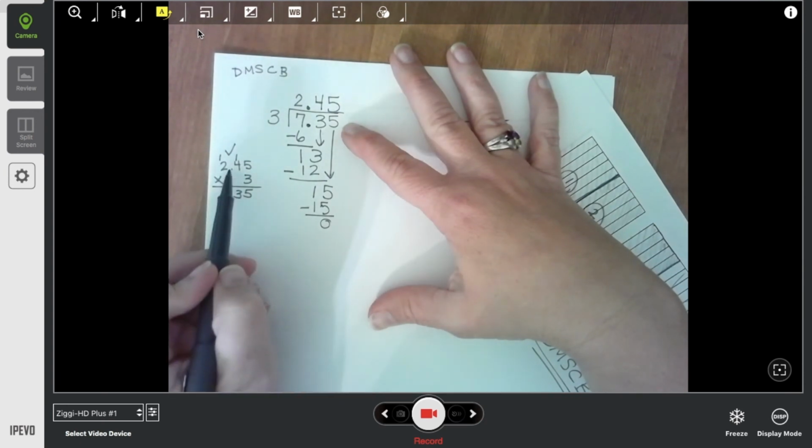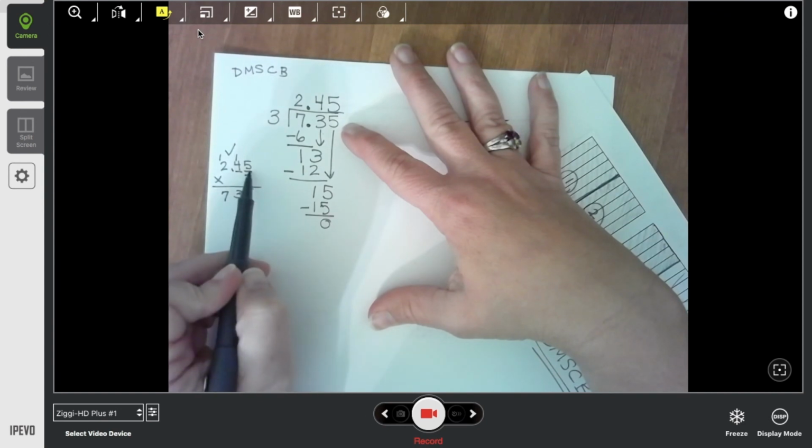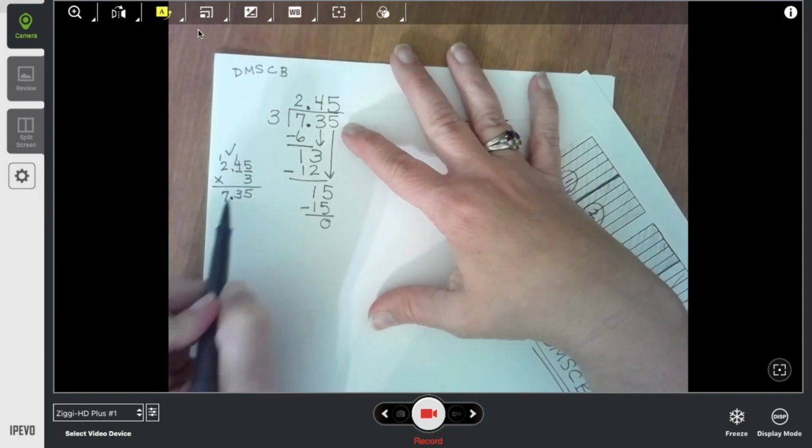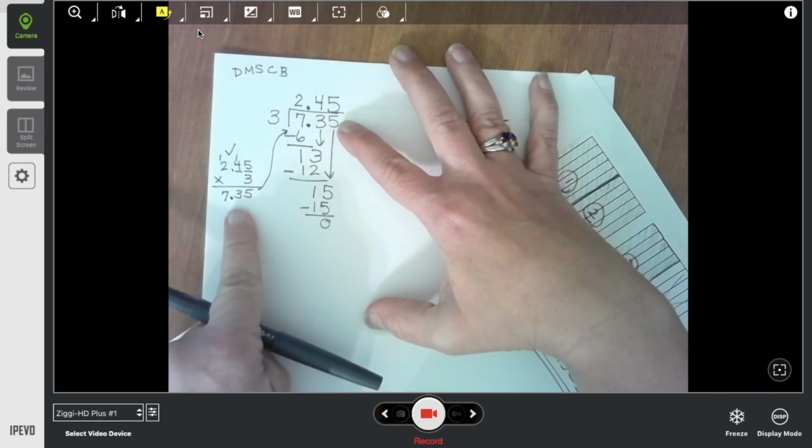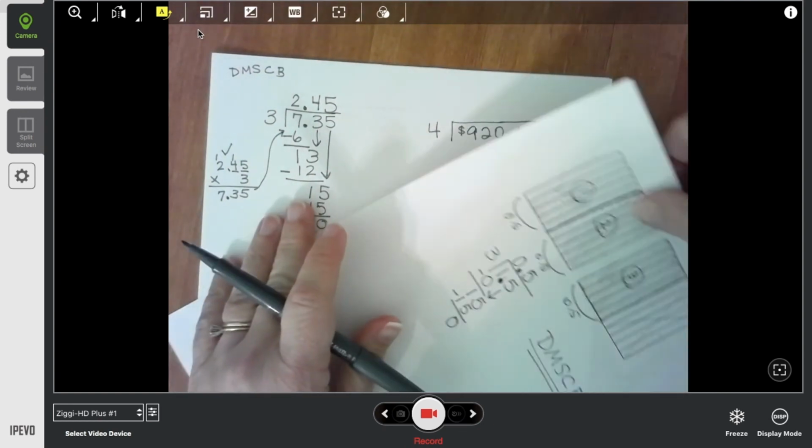And remember to place the decimal. How many spots are behind the decimal? 1, 2. 2 spots behind the decimal in the answer. If these two are the same, I know I'm right. All right, let's scoot on over.